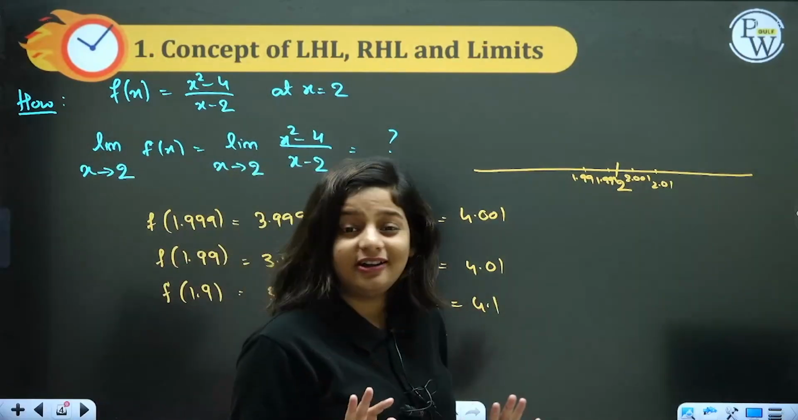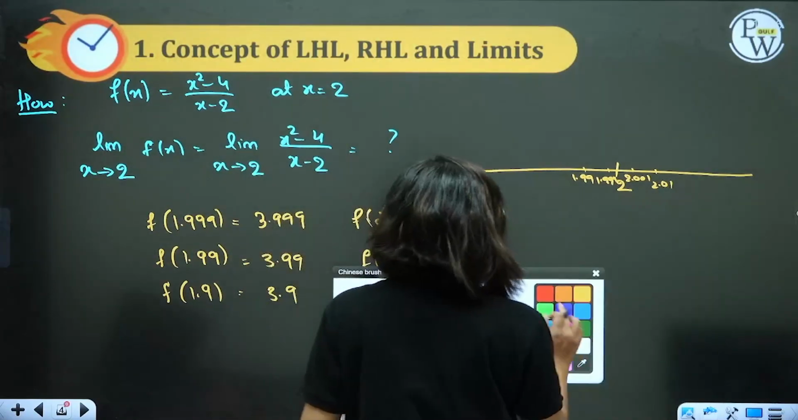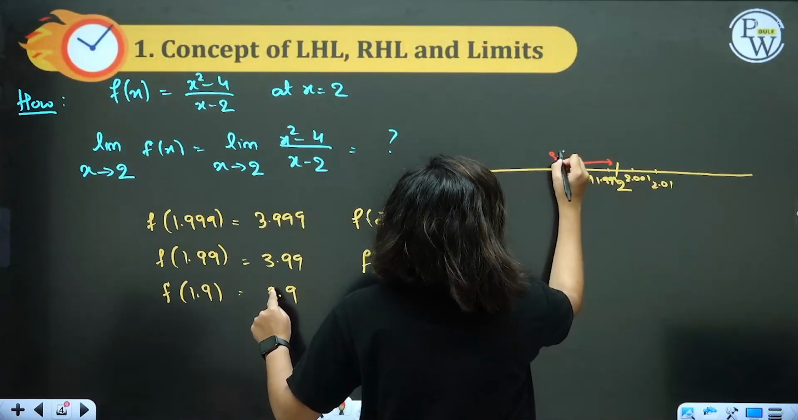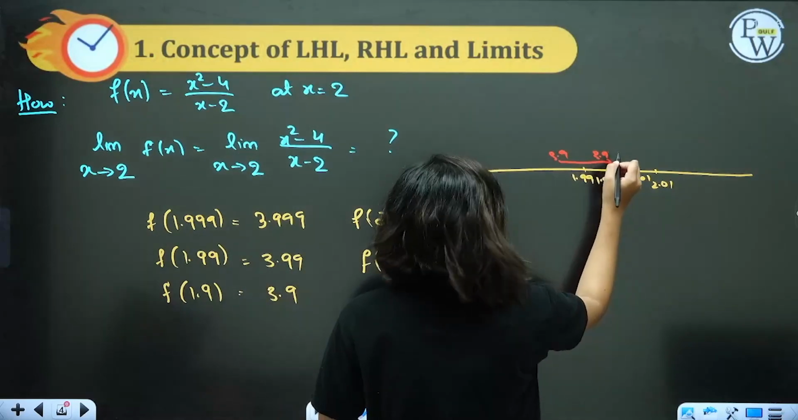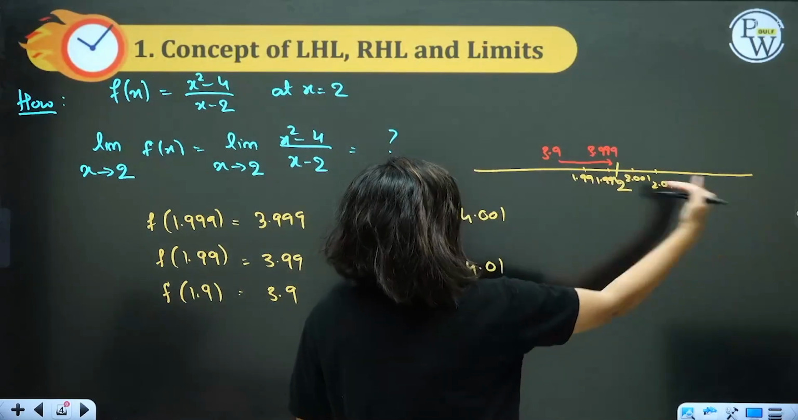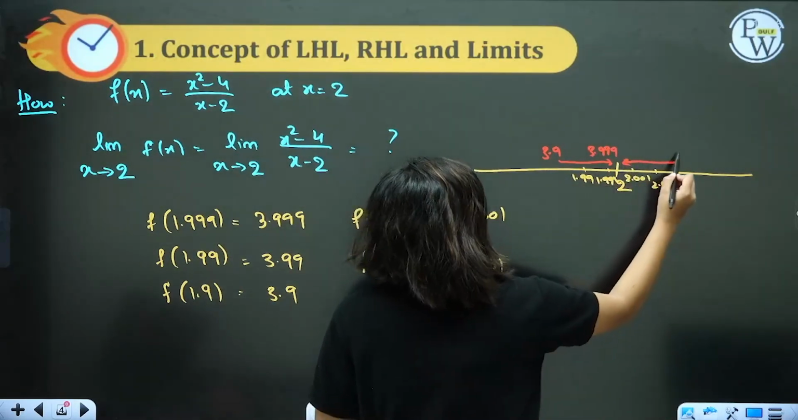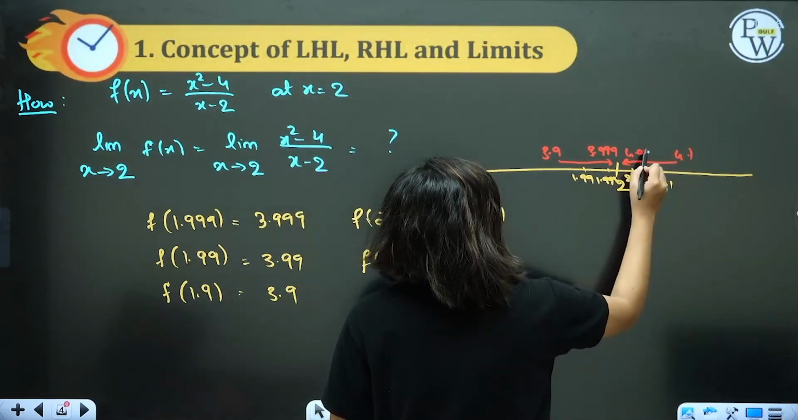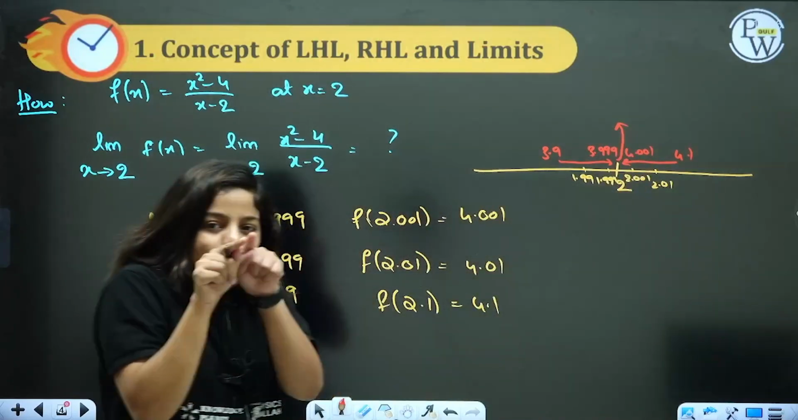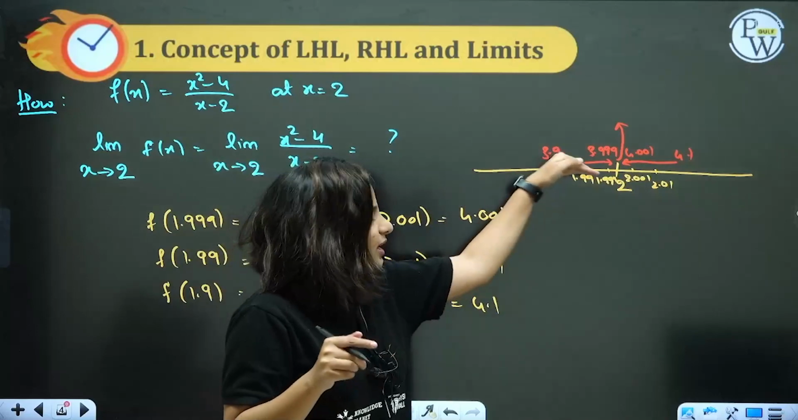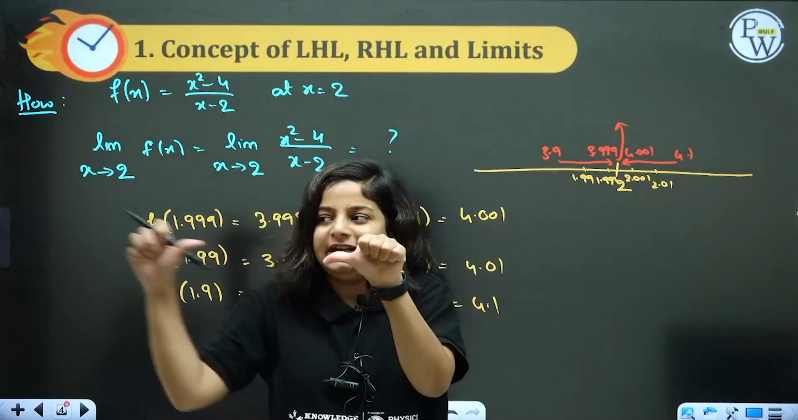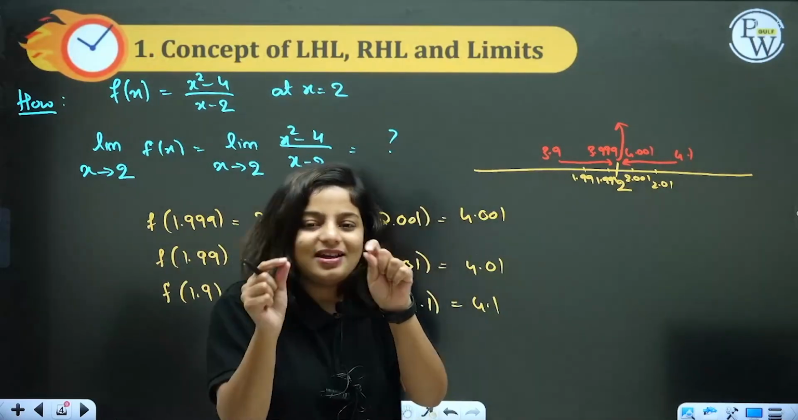Trend, you have to just see the trend. Now from the left, if you see, the value is increasing from 3.9 to 3.999. Can you see 3.9 to 3.999? And when you come from the right, it's going from 4.1 to 4.001. That means what is the value at this mysterious point, the point which you don't know? You don't know at 2. You know from the left it's coming very close to 4, from the right also it's coming very close to 4. From the left 3.999, from the right 4.001. So this mysterious point would be 4.